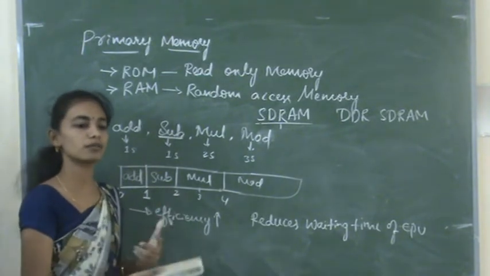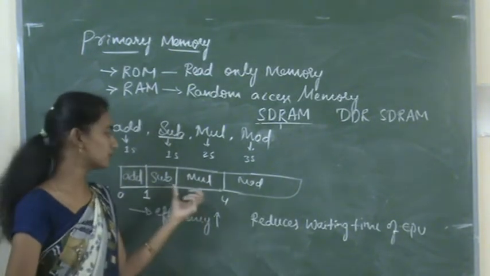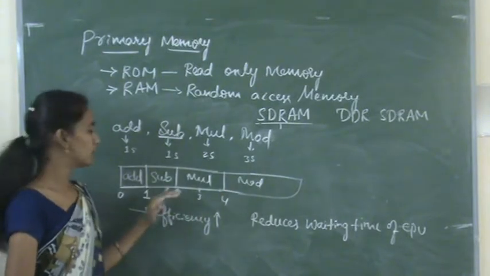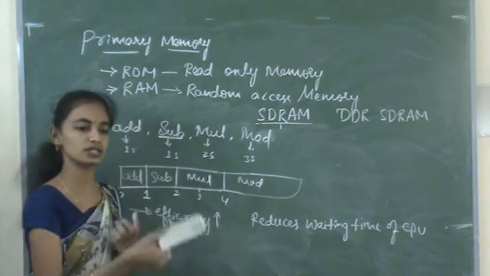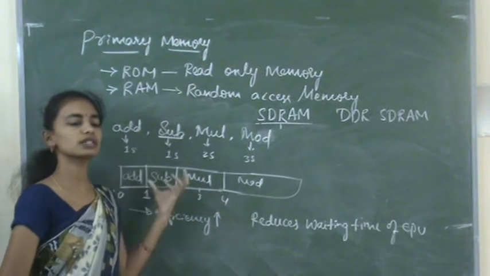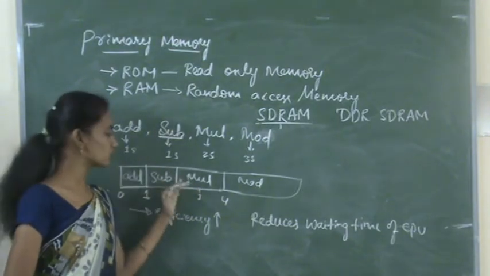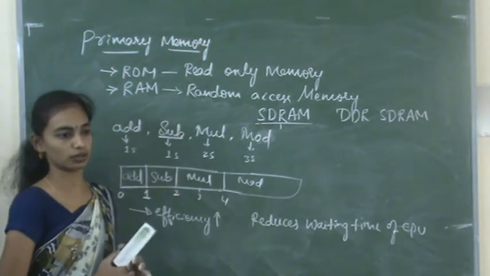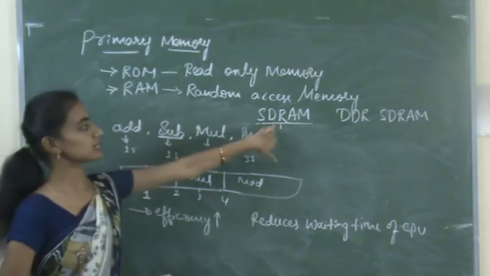So there is no necessity to wait for the next data, because the CPU knows when the next instruction starts, so that it will store the data before starting this next instruction. So this is about SDRAM.